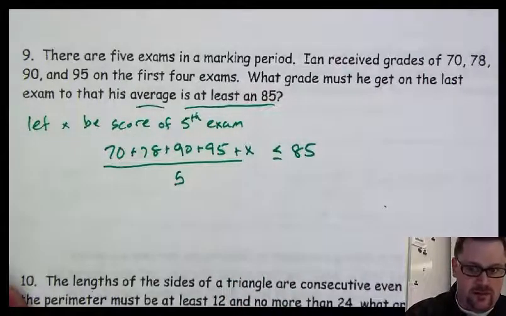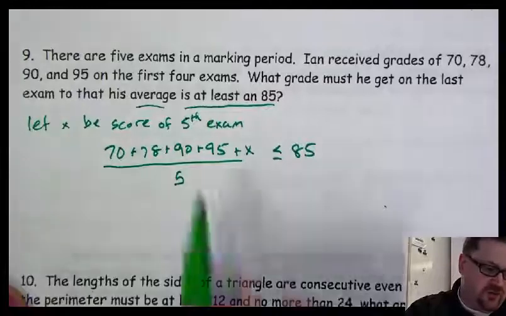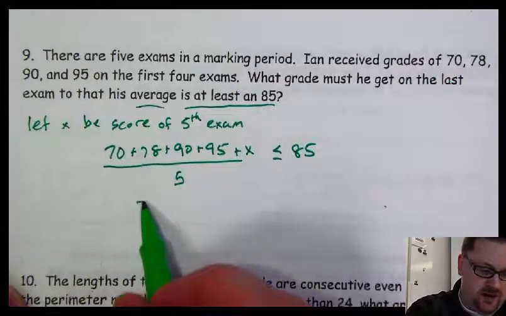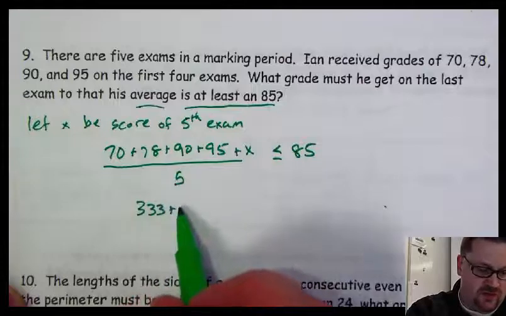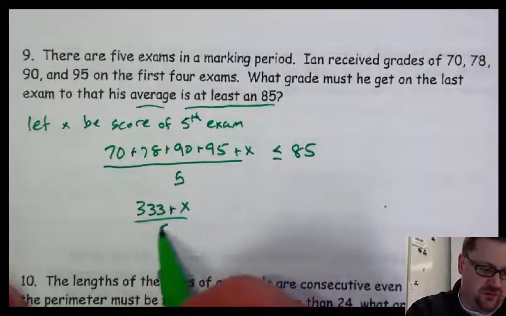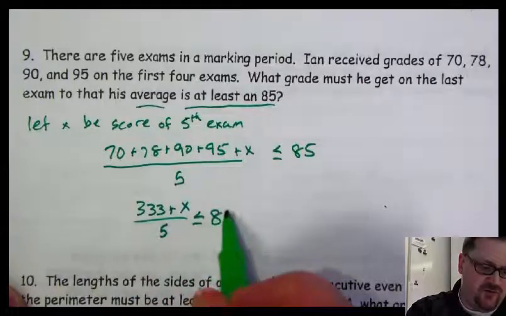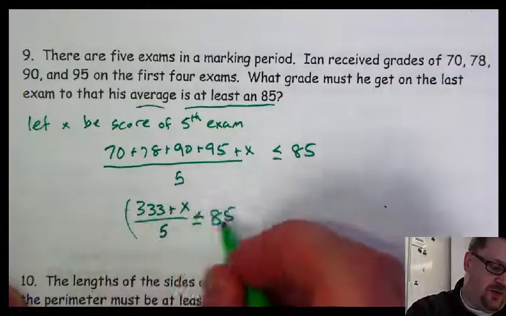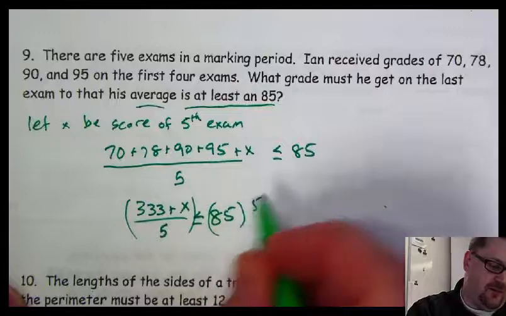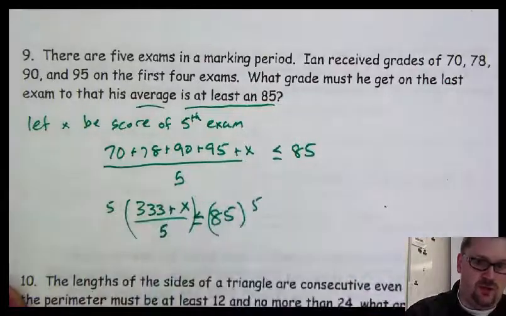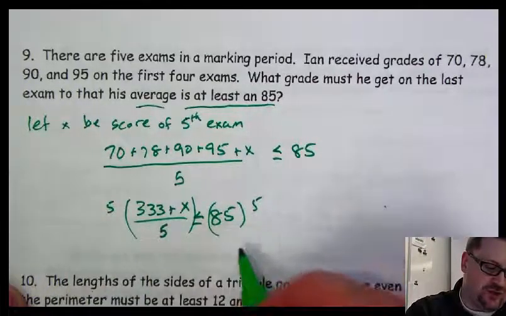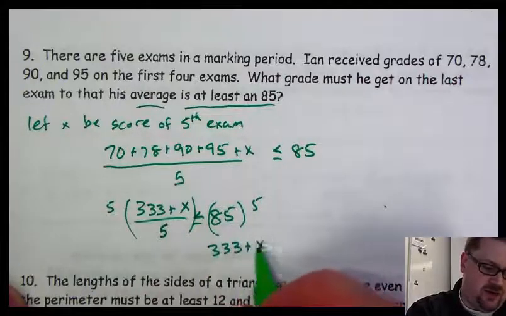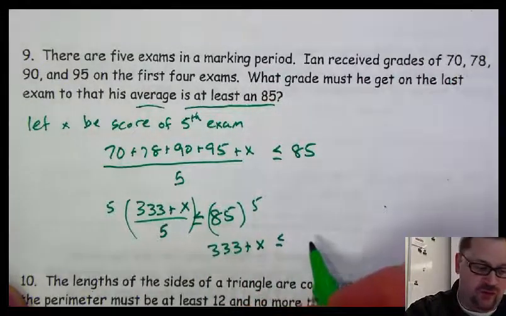Okay? Now we have to solve this. I would add everything up together. When I do that, I get 333 plus X over 5 is less than or equal to 85. And now I would multiply by 5. Multiplying by 5 gets rid of the fraction, so this would give me 333 plus X is less than or equal to 425.